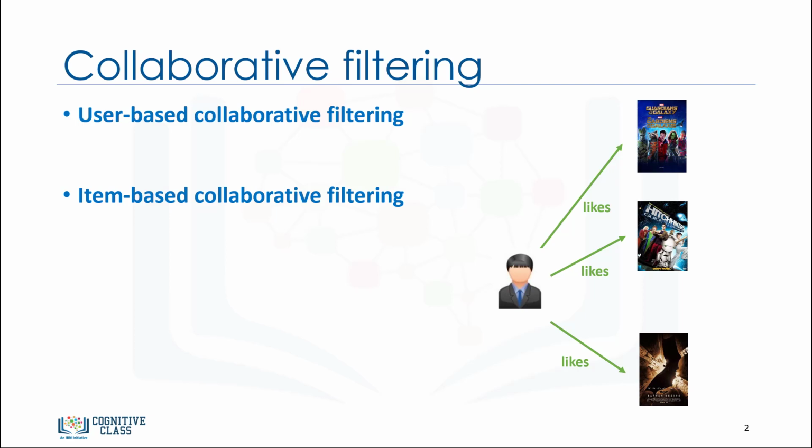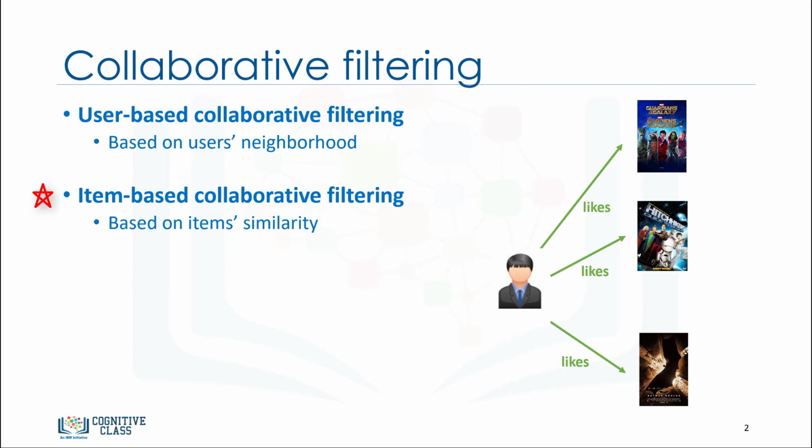Collaborative filtering has basically two approaches: user-based and item-based. User-based collaborative filtering is based on the user's similarity or neighborhood. Item-based collaborative filtering is based on similarity among items. Let's first look at the intuition behind the user-based approach.